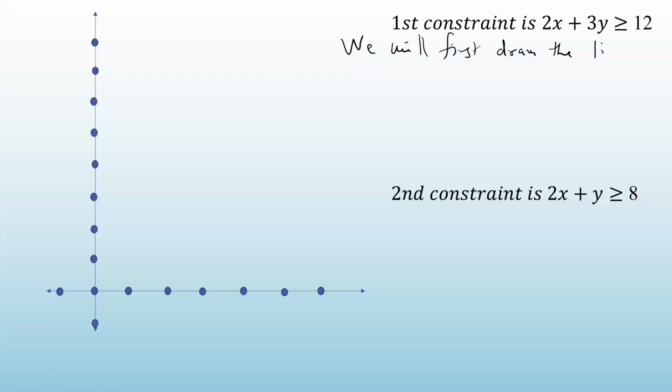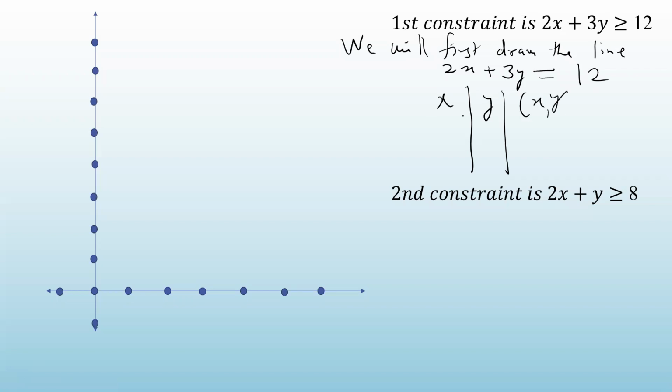Which line will you draw? 2x plus 3y. In place of this symbol, you have to put an equal sign, because then only you will get the line. In the equation of a line, there is always an equal sign. So we replace this sign by equal, and first we have to draw this line. To draw a line you need a minimum of 2 points. So we are going to make a table like this. We will give any value to x, find the corresponding value of y and prepare a table. So let us put x equal to 0, as we used to do.